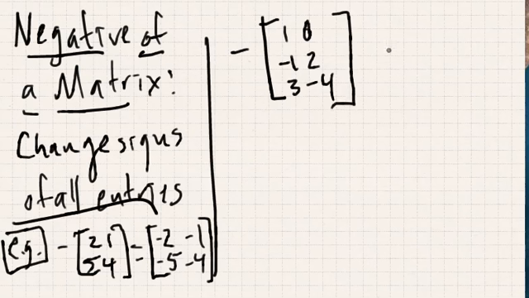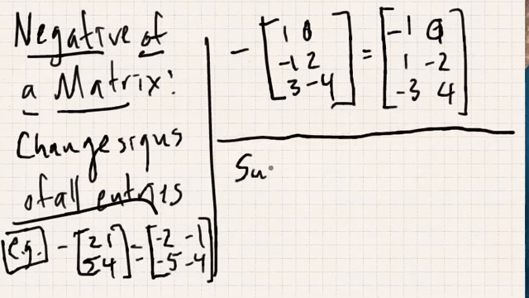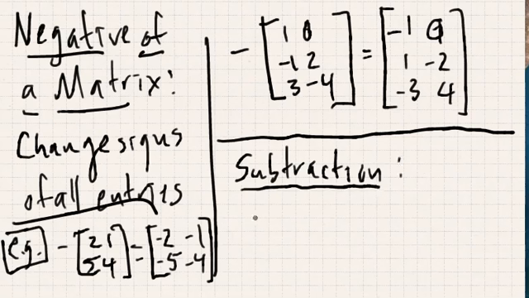This is supposed to be 0. So I would get negative 1, the negative of 0 is 0, and negative 1 becomes positive 1, 2 becomes negative 2, negative 3, and 4. Great, so those are the negatives. So then subtraction I can think about two different ways. One is sort of just the obvious way.